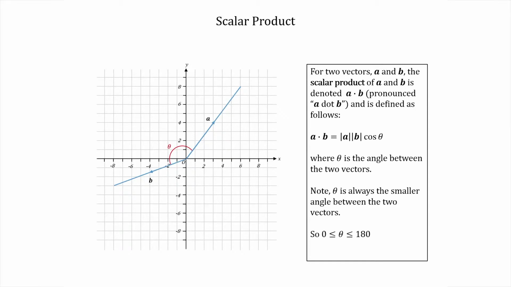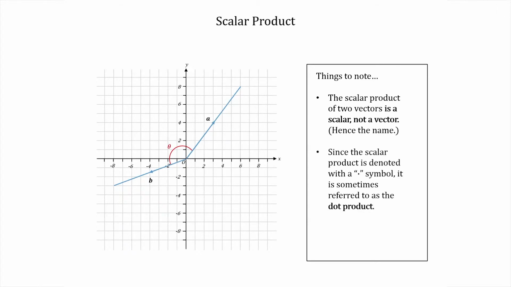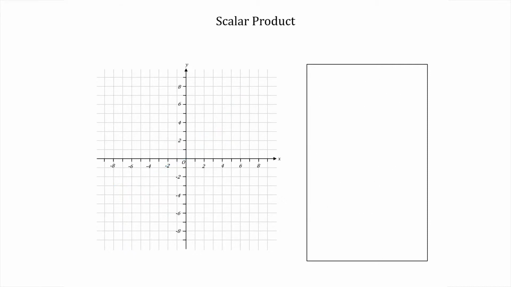Now, a few things to be aware of are: the scalar product of two vectors is a scalar, not a vector, hence the name. And since the scalar product is denoted with a dot symbol, it is sometimes referred to as the dot product. Let's look at some specific cases.